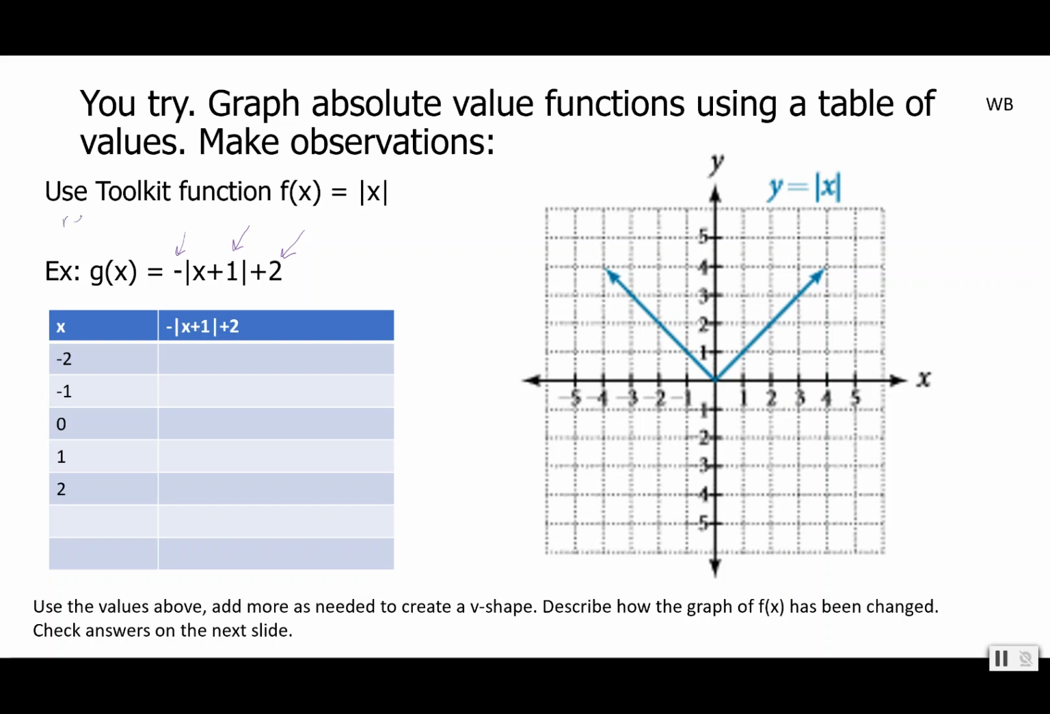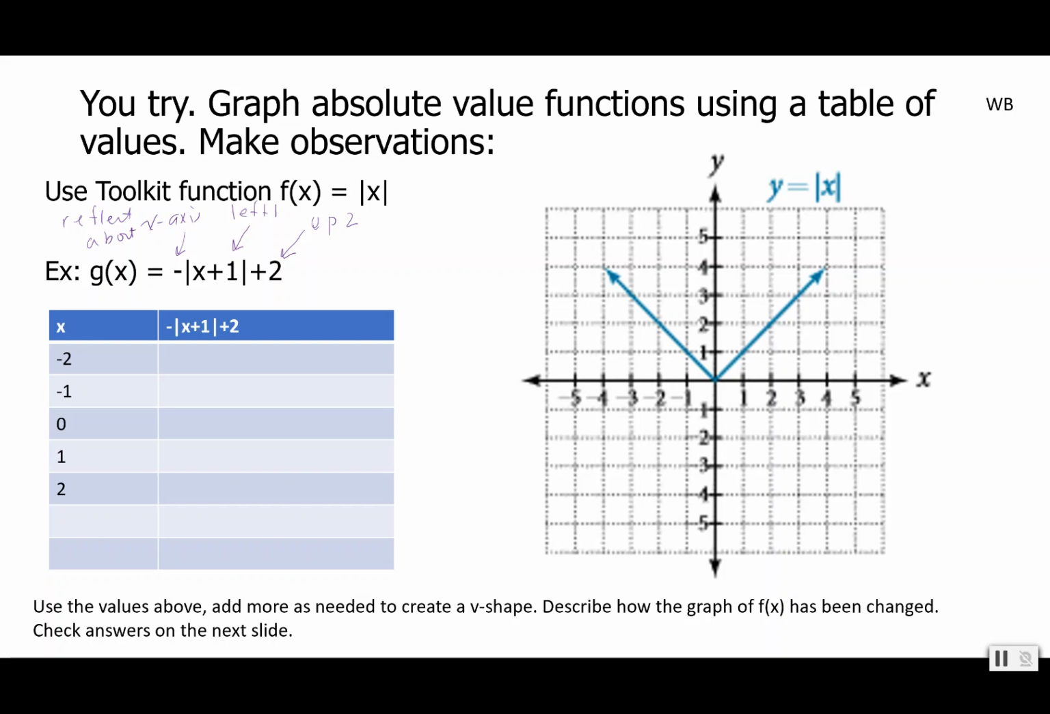That is our reflection about the x-axis. This +1 inside with the x is a horizontal shift in the opposite direction, left 1 unit. And this +2 afterwards is going to send us up 2 units. Those are all the things we've talked about so far.